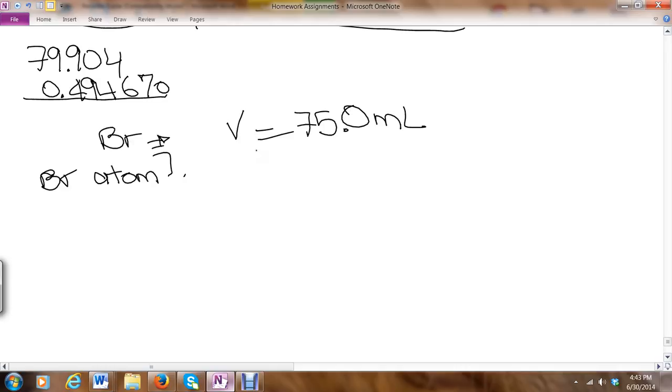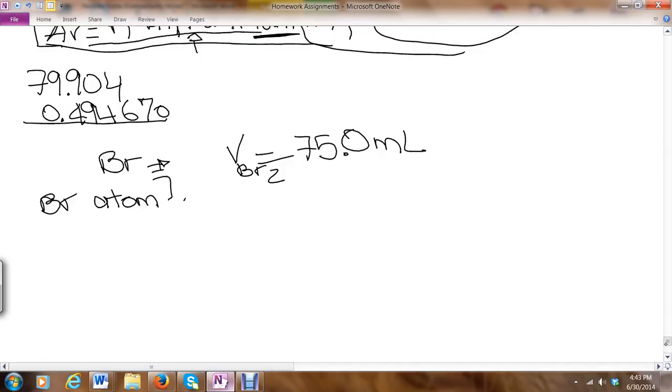So, volume of Br2. Look at the difference, okay? They're asking for the Br atoms. They're giving you 75.0, right? And they're giving you the density of 3.12. So the density of Br2 would be 3.12 grams over milliliter, liquid. So what do you think is going to be the first thing? The first thing is to find the mass, like I said, and from the mass you go to the number of atoms.